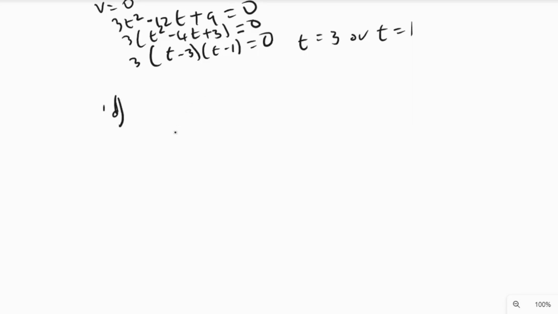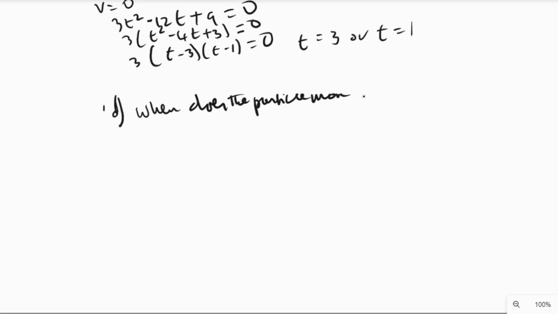When does the particle move in the right direction? When does the particle move in the right direction? So to do this, I have to have a chart using the points including 0.